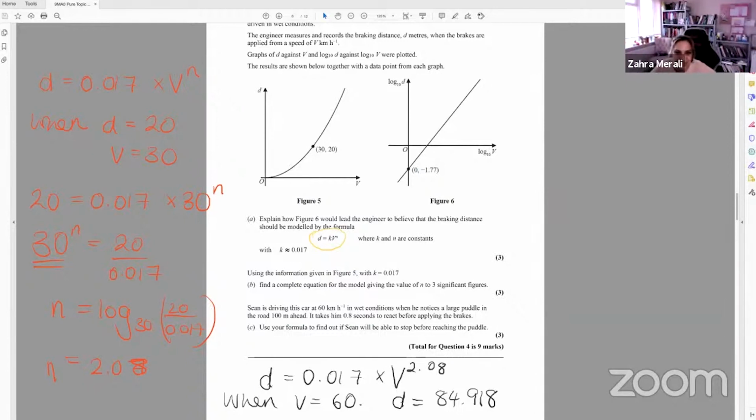And he is going at, what do we say? He's driving at 60 kilometers per hour. So in 0.8 seconds, we've also got to add a distance of 13.33, which gives you 98.251, and that's less than 100, so he definitely stops in time. Okay, so hope that makes sense. Right, next.